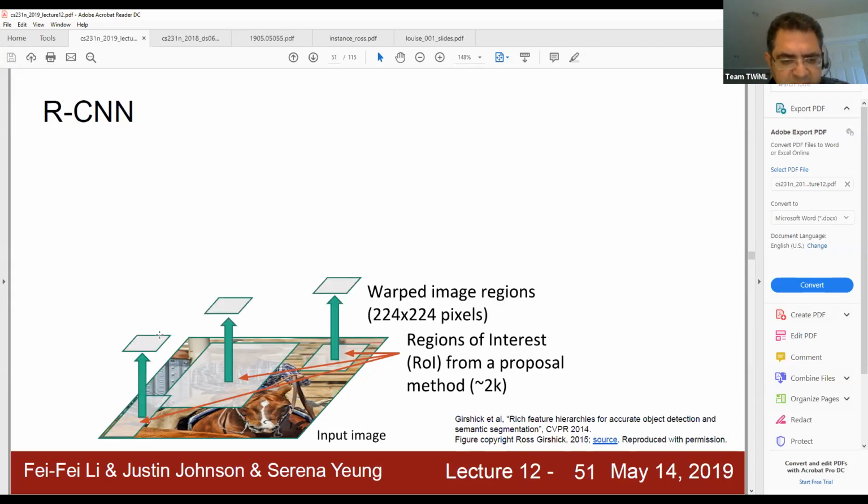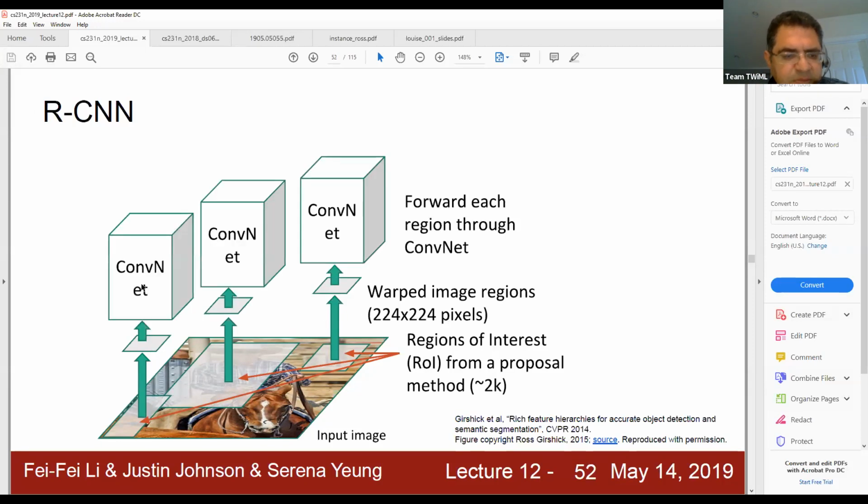Scale all of them to a fixed size of 224 by 224, and then pass them through a convolutional neural network. So from this part onwards, you see that this is what we have done before, right? We have taken images and passed them through a CNN. When he did it, this was 2014.